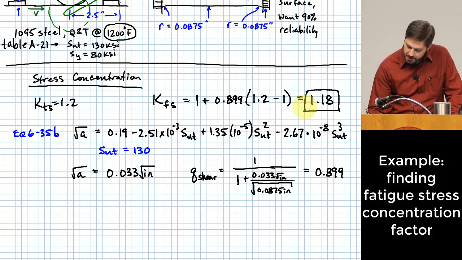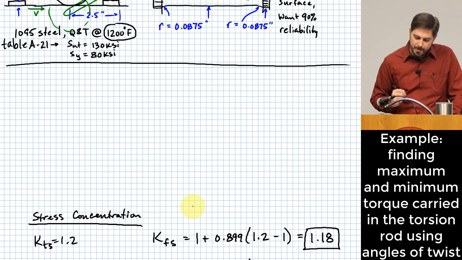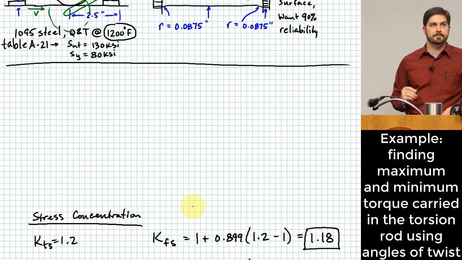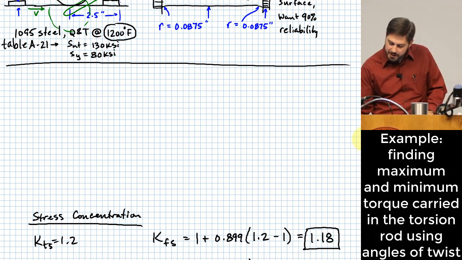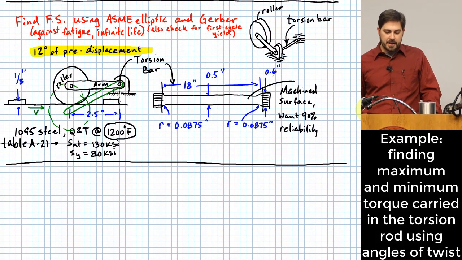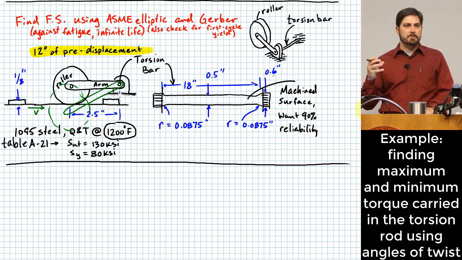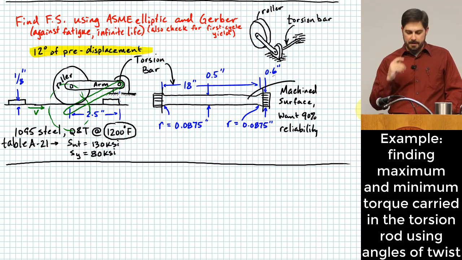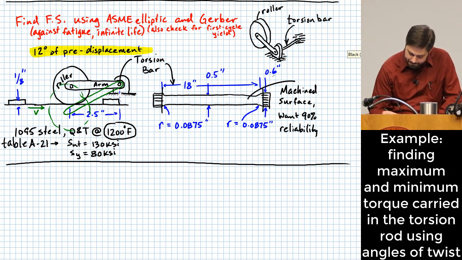So now we have our stress concentration. Now we need to deal with how do we find our maximum and minimum stresses. Okay, so to do that, we need to deal with the idea that what we are given is basically a certain amount of angular displacement. We can, or at least that's what we will easily be able to come up with. Okay, so we'll start with the minimum.